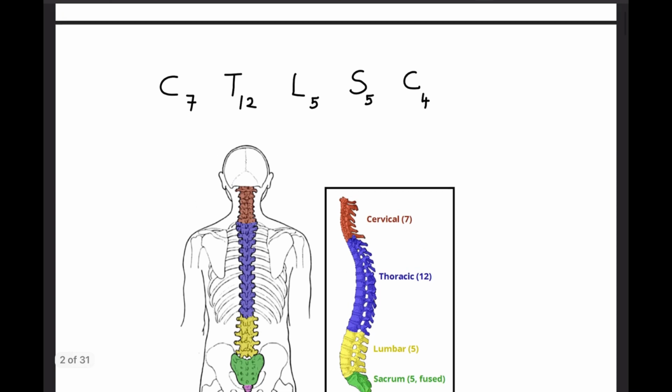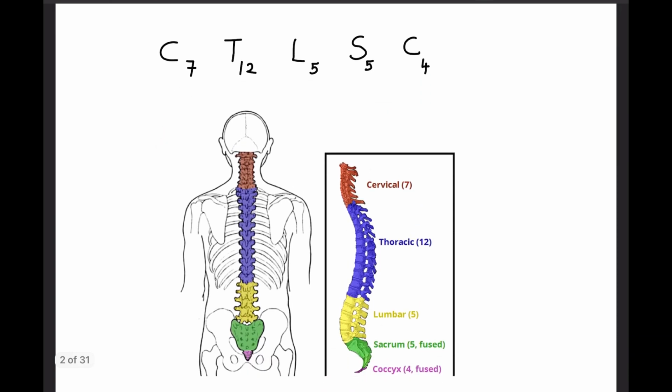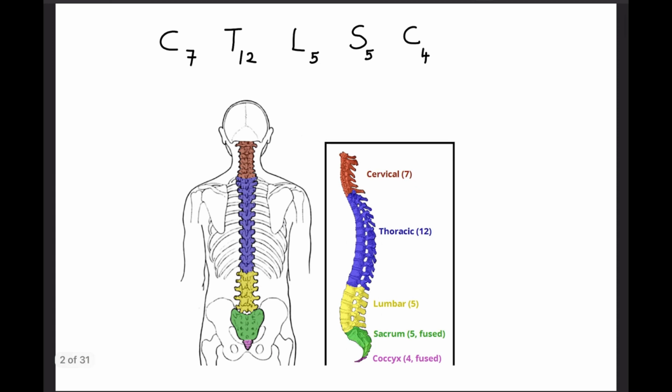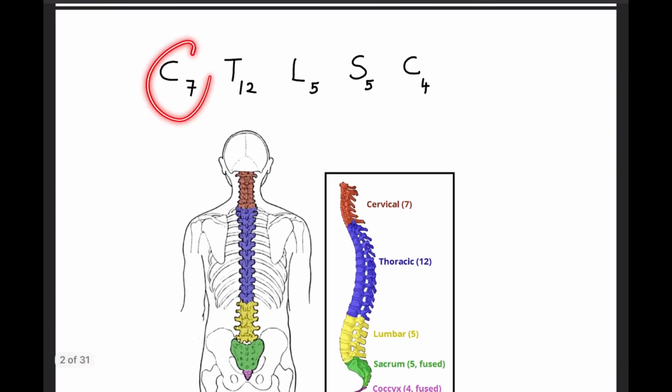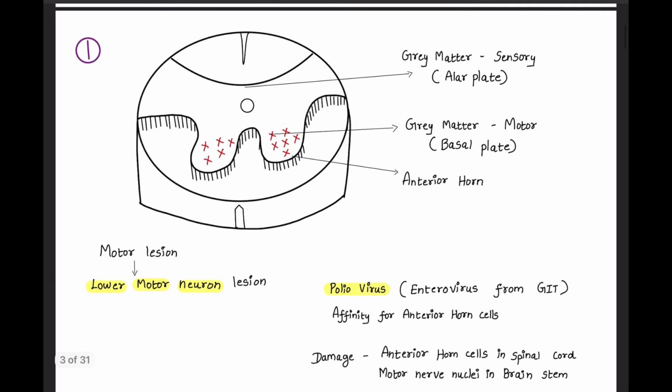Please use the mnemonic CTLS to remember the segments of the spinal cord later. So we have C7, T12, L5, S5, C4. In today's lecture, we will discuss various cases and their related clinical features.